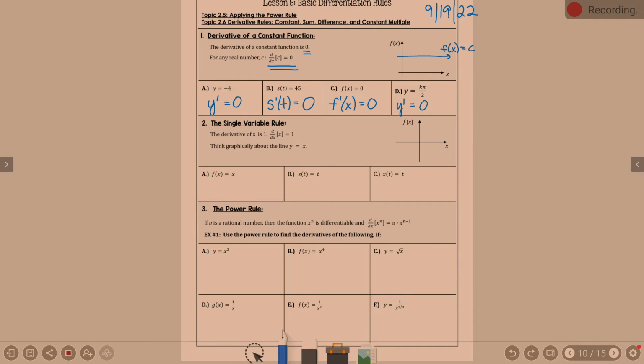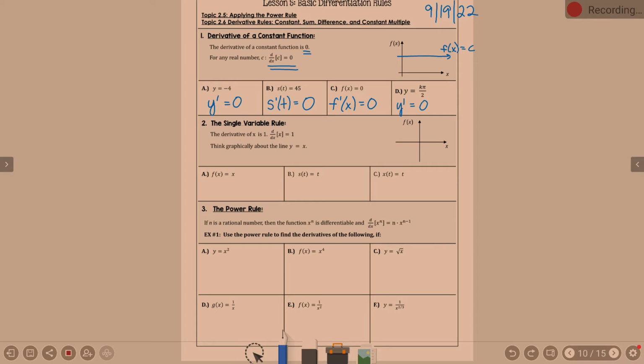If it says cosine, cosine is not a constant. That'll be tomorrow. That's like page 3. Cosine and sine, all the trig functions are just ones you need to flat out memorize. So, single variable rule. And this is all going to culminate when we get down to the power rule, which kind of takes the derivative of a constant and a single variable all together. So, the derivative of x is 1.